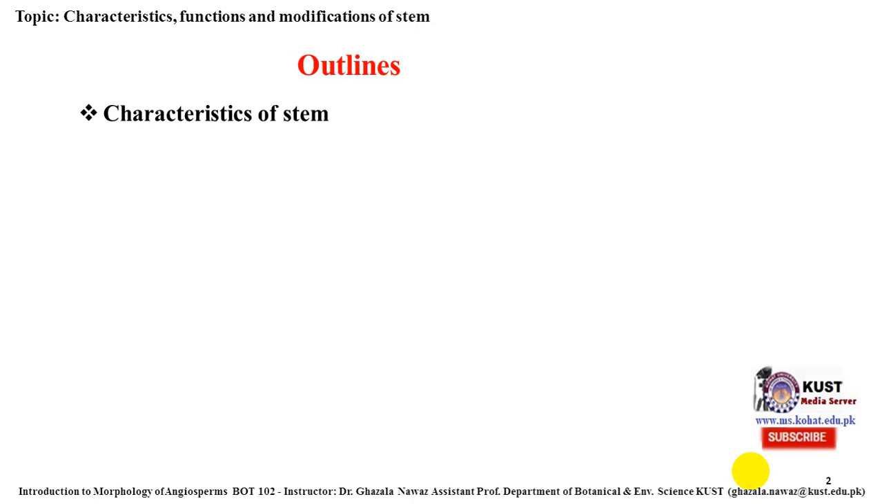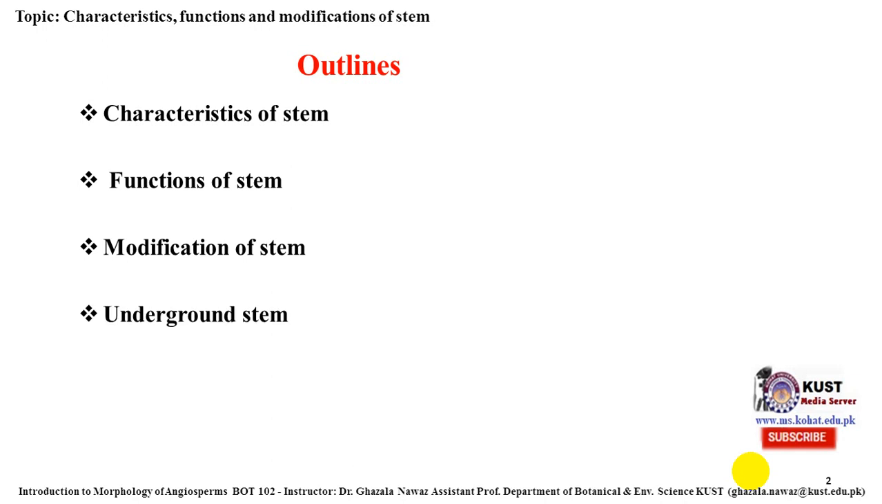So the first topic that we will discuss about the stem is its definition and its different characteristics. Then we will move towards the function of the stems. What does stem do, and how does it help the plant? And then we will discuss different modifications. We will then further discuss different types of stems like underground stem, aerial and subaerial stems.